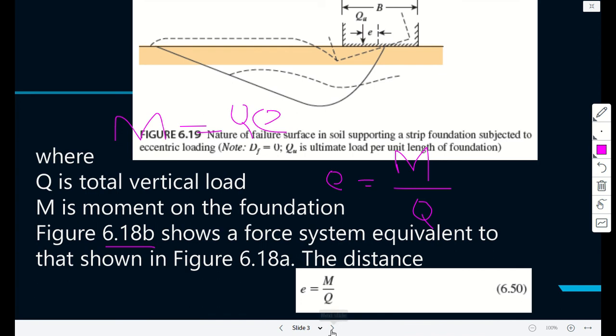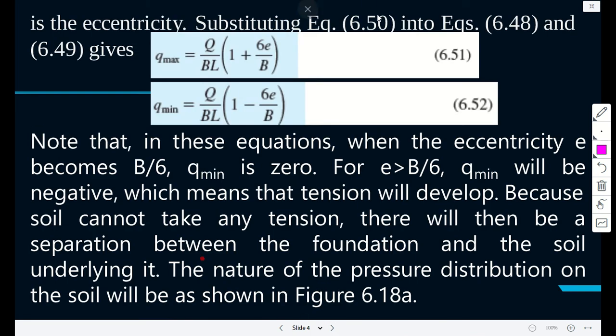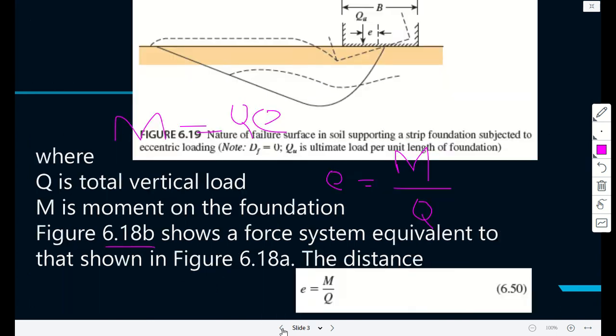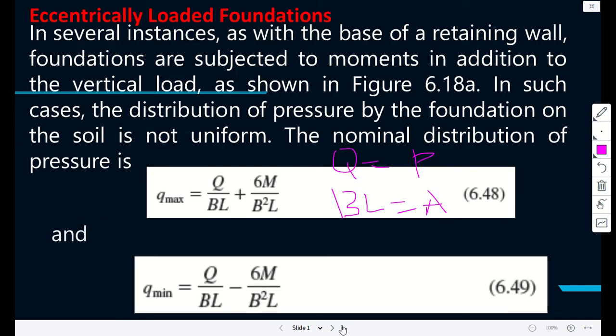So that's the point. And from these equations we already have that the maximum sigma could be Q over BL plus 6M over B, no, B is not squared, sorry, BL squared.